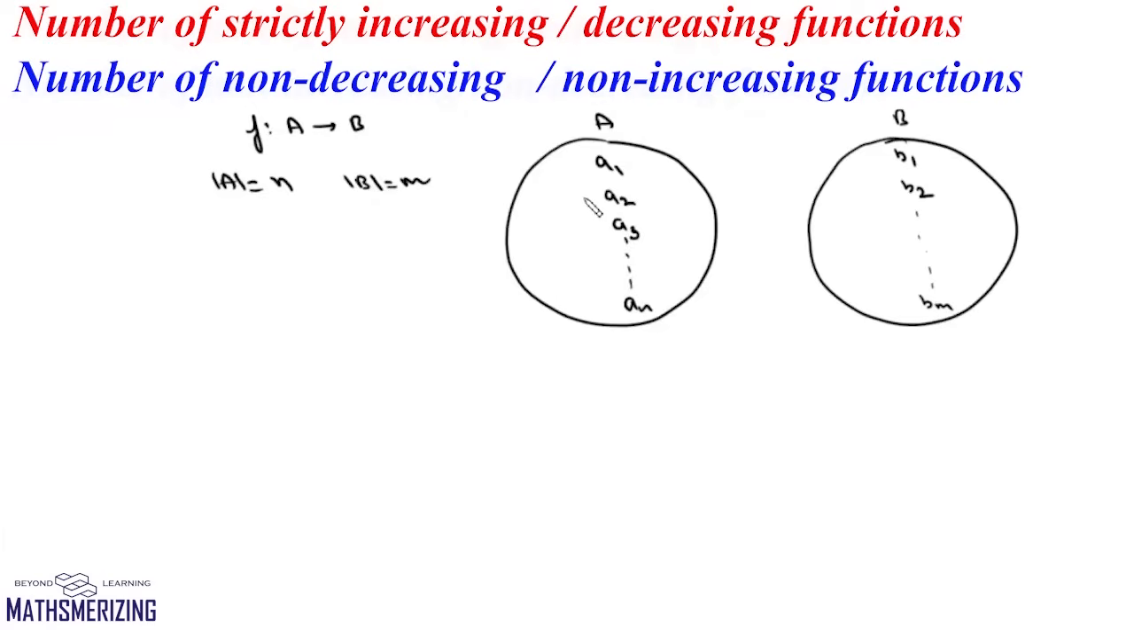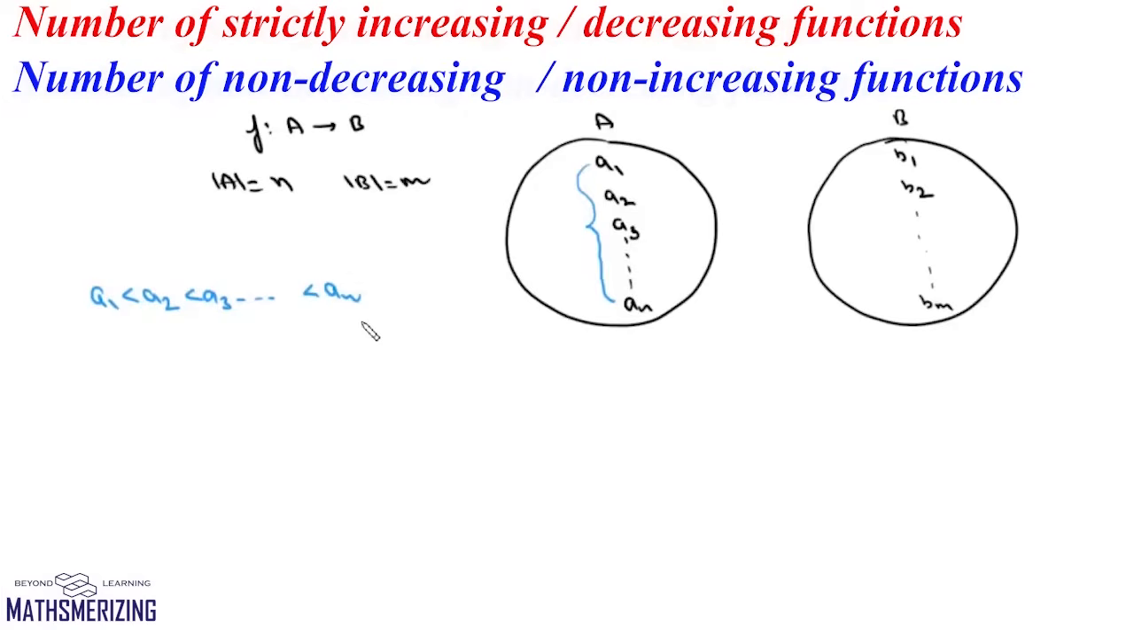Now in order to define strictly increasing functions, the elements in set A must be arranged in some order. So we'll assume that the elements in A are such that A1 is less than A2, is less than A3, and so on up to An. So for simplicity, we have assumed that this set A is an ordered set in which A1 is the smallest element and An is the largest element. And by doing so, we have not changed the question. We have only rearranged the elements in the set.